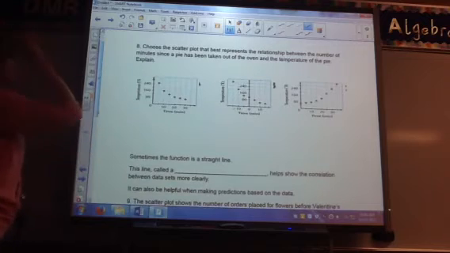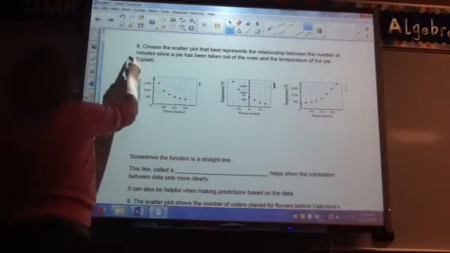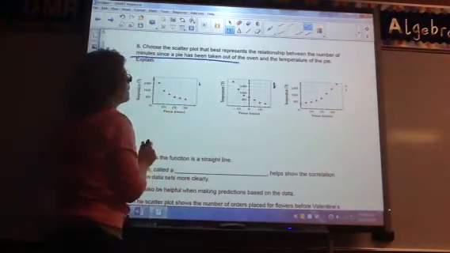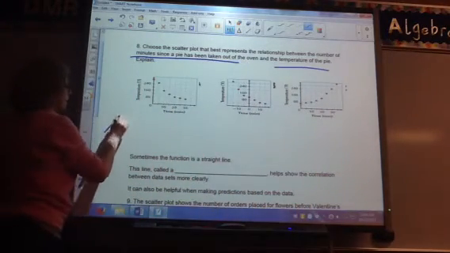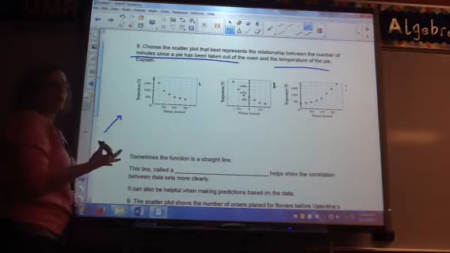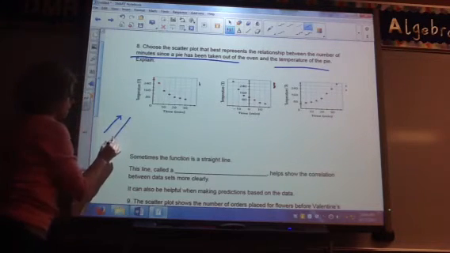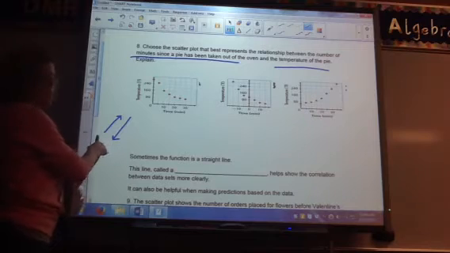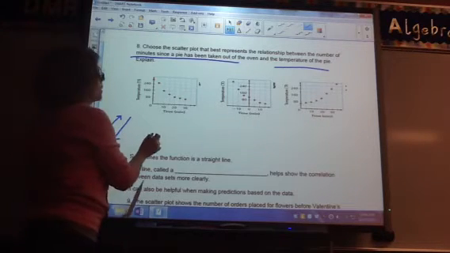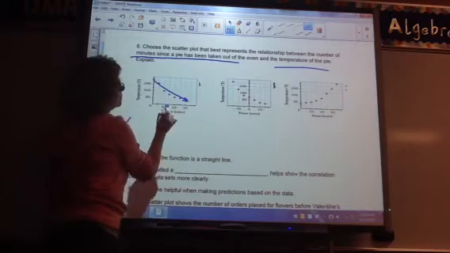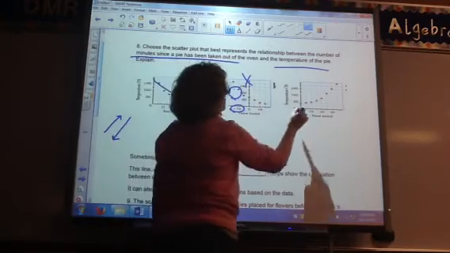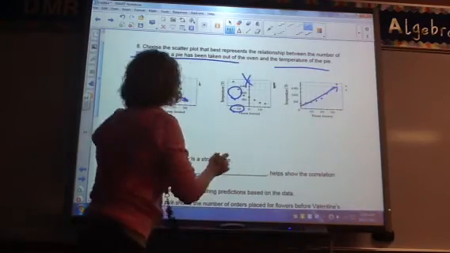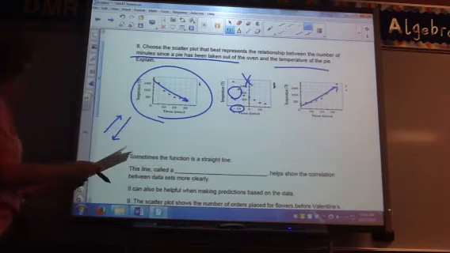Okay, same thing. Which scatter plot shows the relationship between the number of minutes since a pie was taken out of the oven and the temperature of the pie? Okay? All right, so the more minutes that the pie is sitting out on the stove after you take it out of the oven, what happens to the temperature? The temperature of the pie should start cooling off. It should go down. So what type of correlation is this? This is a negative. So which one is negative? This one again has some stuff in the negative, which you can't have. So this is your correct graph.